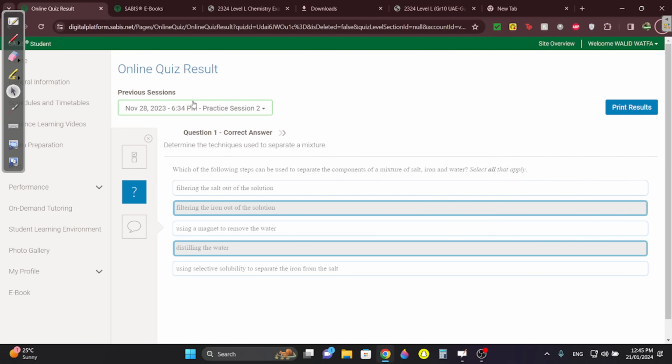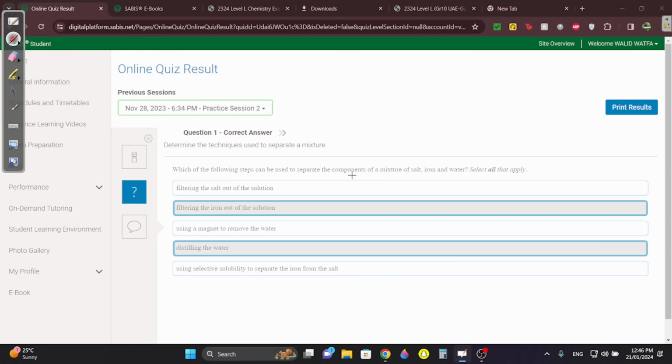Now, 6.3. Okay, now we're on 6.3. The timestamp is 17 minutes. 6.3, 17 minutes. This one is the one about the separation techniques. It was straightforward, but some people still manage to get them wrong even now.